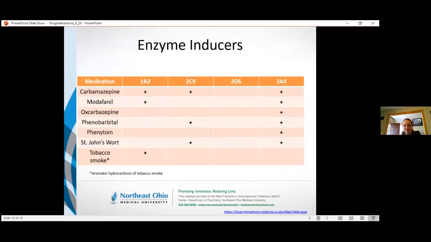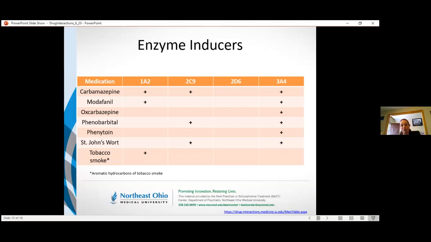So what does this look like? For our inducers, there is a link at the bottom of both this and the inhibitor table that will take you to a drug interaction table that Indiana University maintains. And it actually has a robust amount of information. So I would definitely encourage you, if you've not done so, to take a look at that link down there. For the inducers, they've identified a number of inducers that we may use in the treatment of mental health conditions. So what this means is we may see some additional increases in the enzyme activity itself.